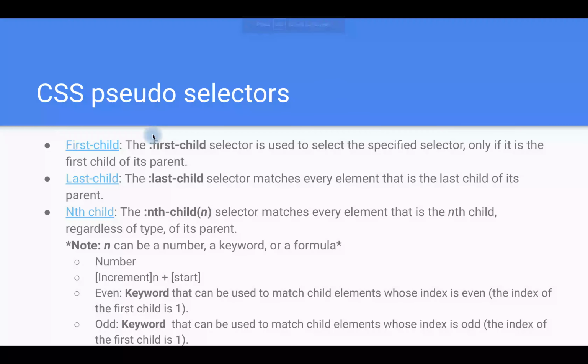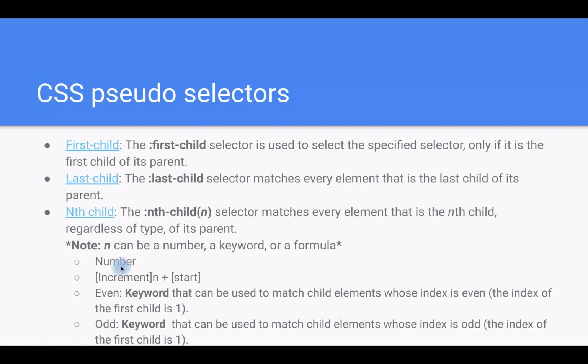Let's discuss CSS pseudo selectors. So, first child. The first child selector is used to select a specified selector only if it is the first child of its parent. Last child. The last child selector matches every element that is the last child of its parent. The nth child selector matches every element that is the nth child regardless of type of its parent. Note that n can be any number, a keyword, or a formula.